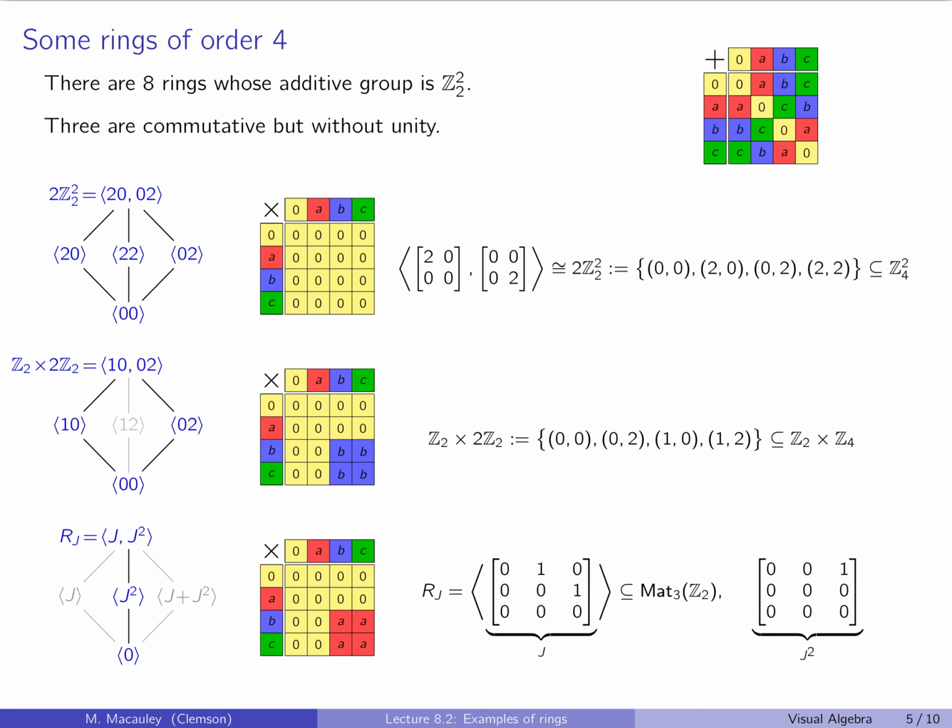Next we have this ring, which I call Z2 cross 2Z2, but I have to specify that that lives in Z2 cross Z4 for that to even make sense.